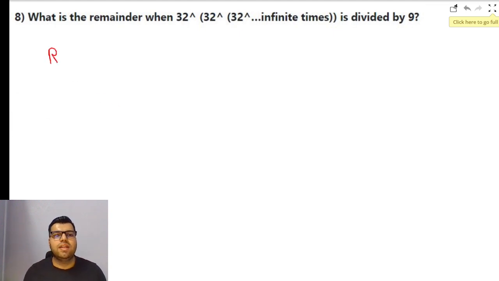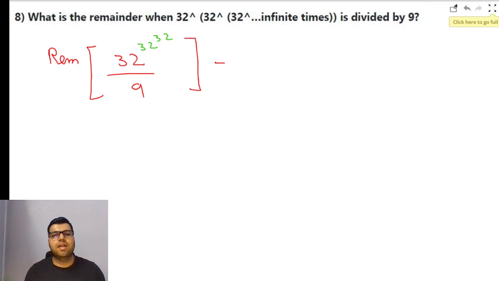So see, remainder of 32 raised to power 32 raised to power 32 infinite times divided by 9. The first step is that we will replace 32 with its remainder with 9, which is 5. So this is 5 raised to power 32 raised to power 32.